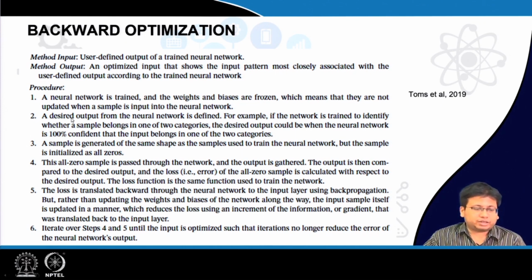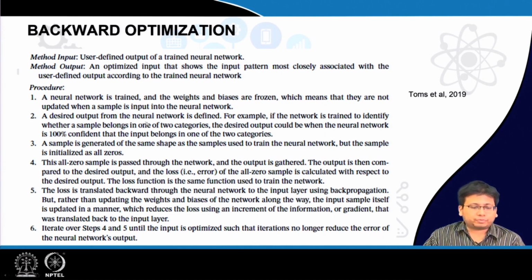So, the procedure is as follows. First, the neural network is trained and all the weights and the biases are frozen, which means that they will no longer be updated. So, the training of the neural network is done, and all its parameters are fixed and frozen now.